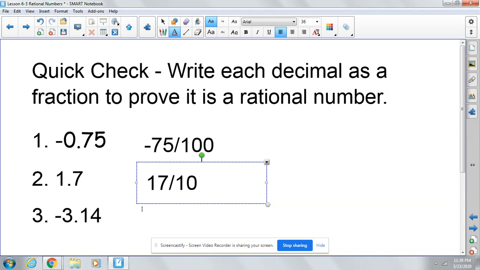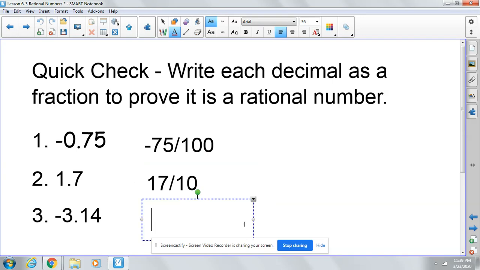And the last one in our quick check, if you have negative 3.14, we keep our sign, so it is a negative sign. I'm going to keep that negative sign. And then I'm going to write the numbers that we're given. We're given a 3, a 1, and 4. So that's 314 over whatever place value the 4 ends in. That 4 ends in the hundredths place. So that would be negative 314 over 100.